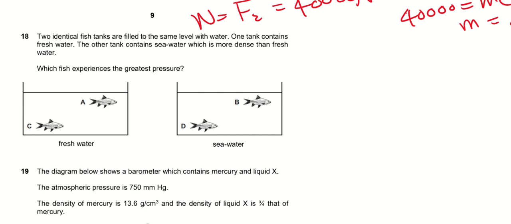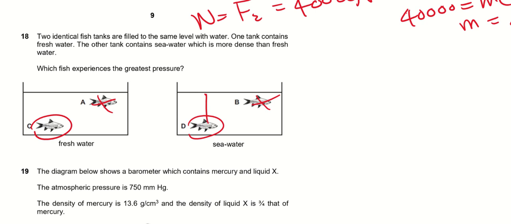One tank contains fresh water, the other tank contains seawater, which is more dense than fresh water. Which one experiences the greatest pressure? Of course the one at the bottom will experience the greater pressure. That means A and B are out already.